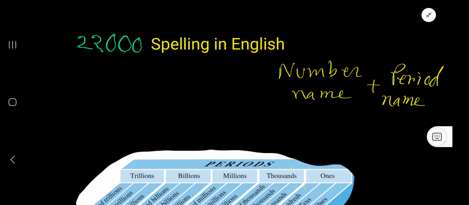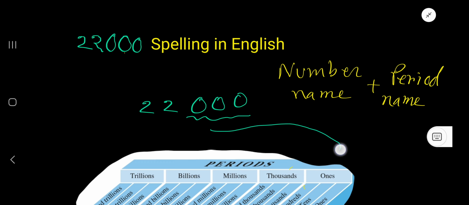22,000 spelling in English. To spell this number, we'll follow this rule: number name plus period name. So you can rewrite this number like this. 3 digits make a group, which is called a period. The name of the first period is ones period, and the next period after ones period is thousands period. So you can use a comma to separate periods.